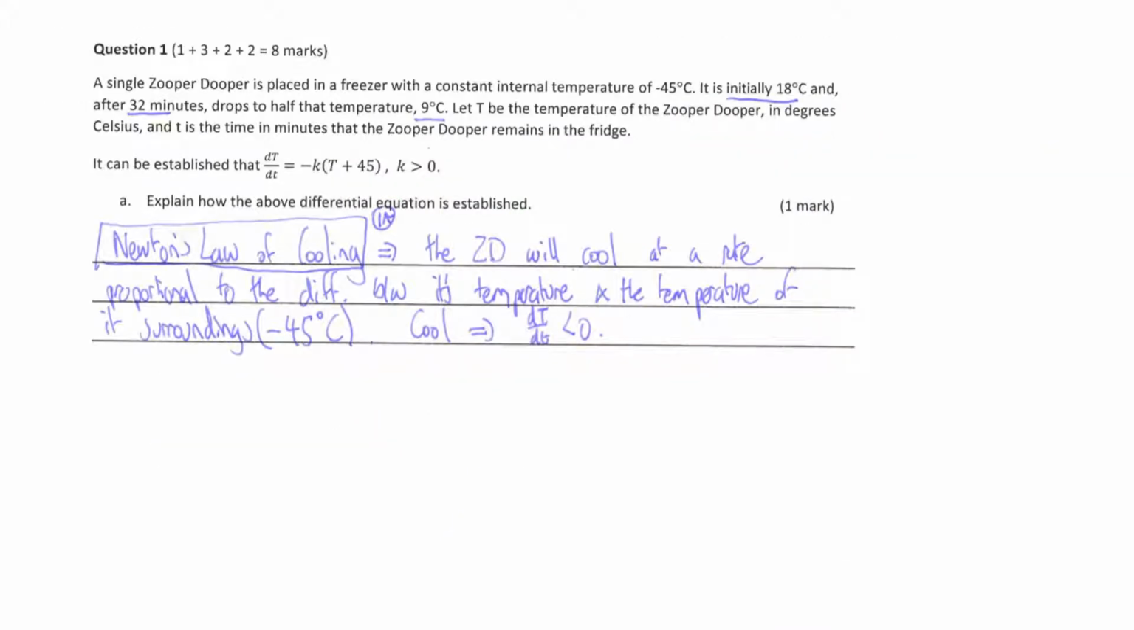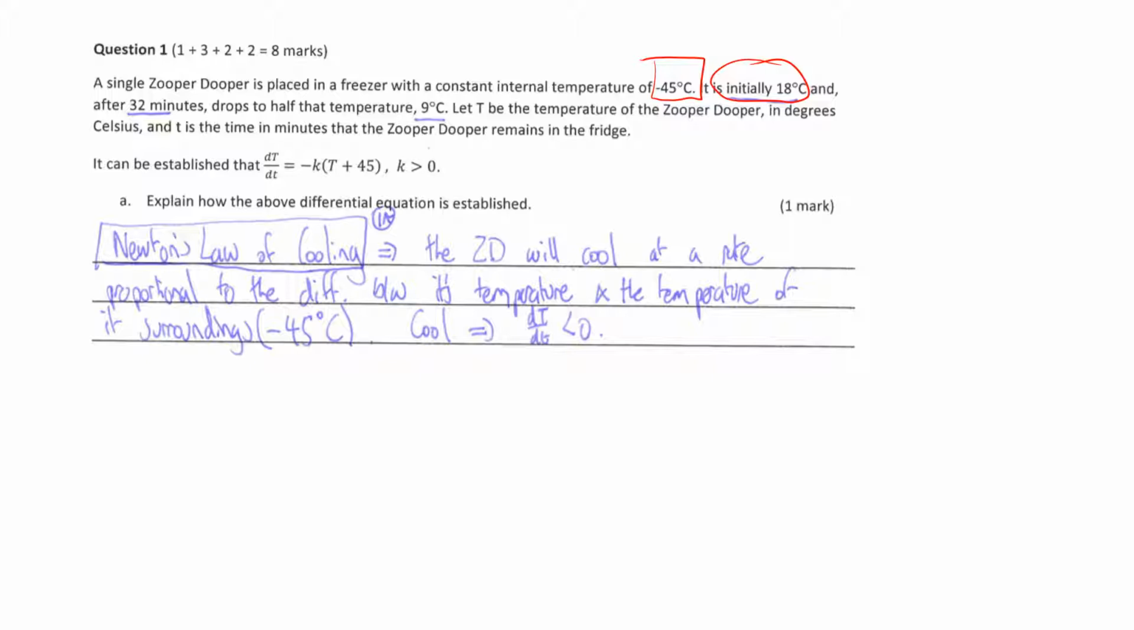All right, question 1 should have been a pretty routine confidence building type of question. Nothing tricky. We looked at several of these type of questions in class, and it's just Newton's second law. So what we've got is an article, a super duper in this particular case, might be the middle of summer. It's initially 18 degrees. We pop it in a freezer with a constant temperature of -45, and after 32 minutes it's down to 9 degrees.